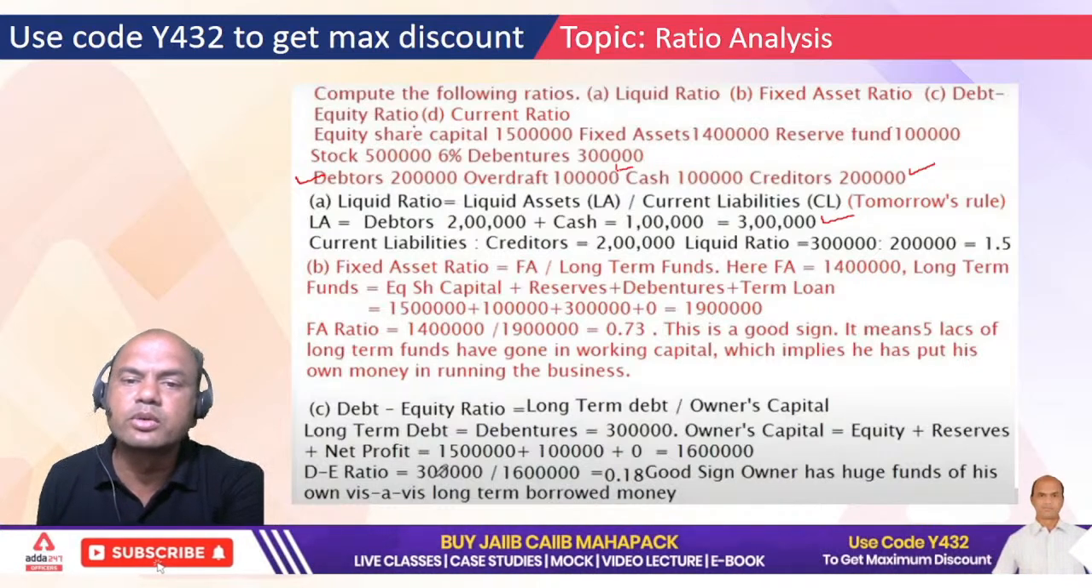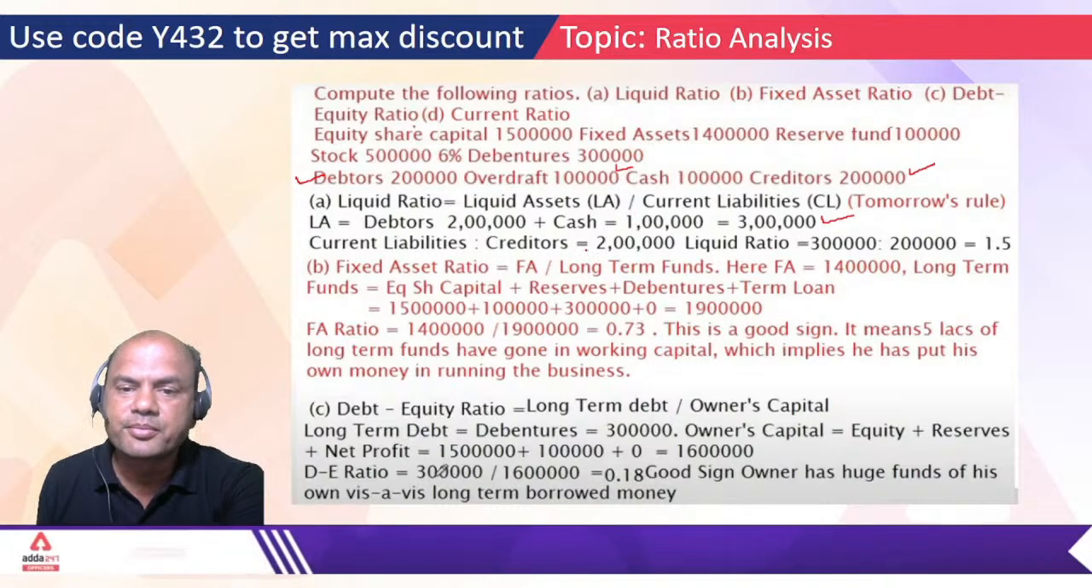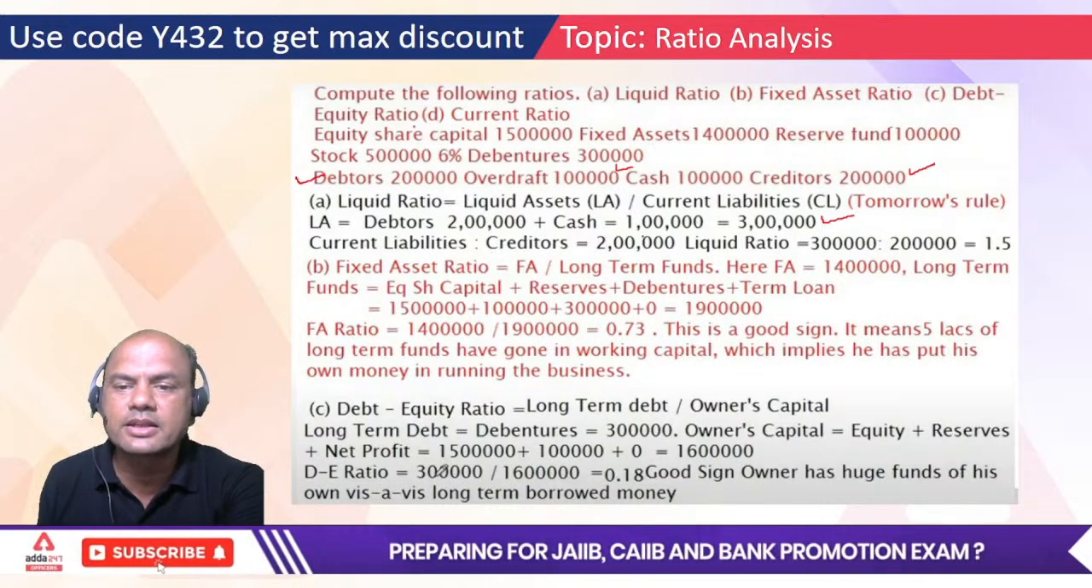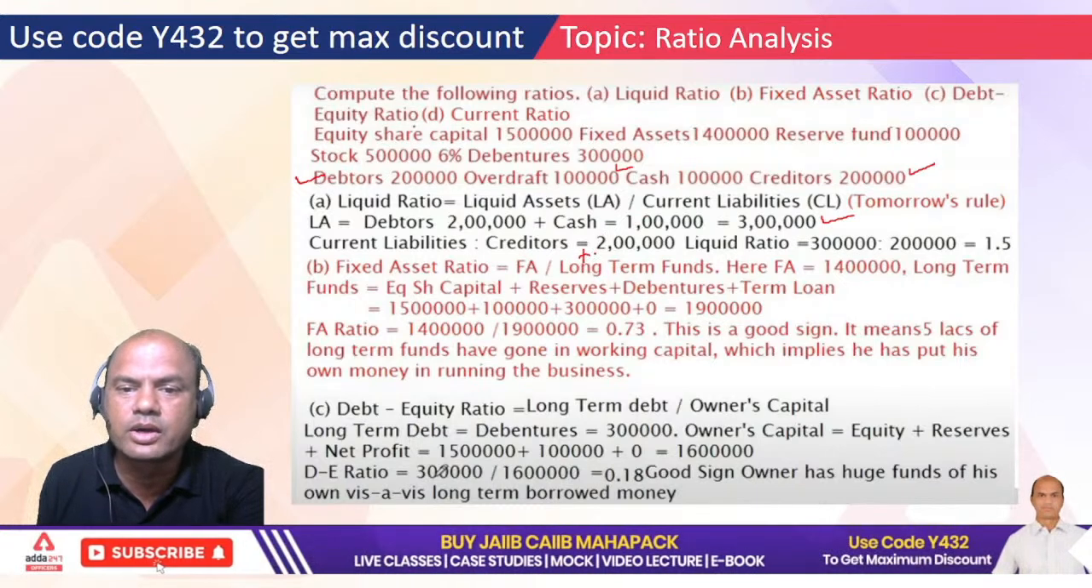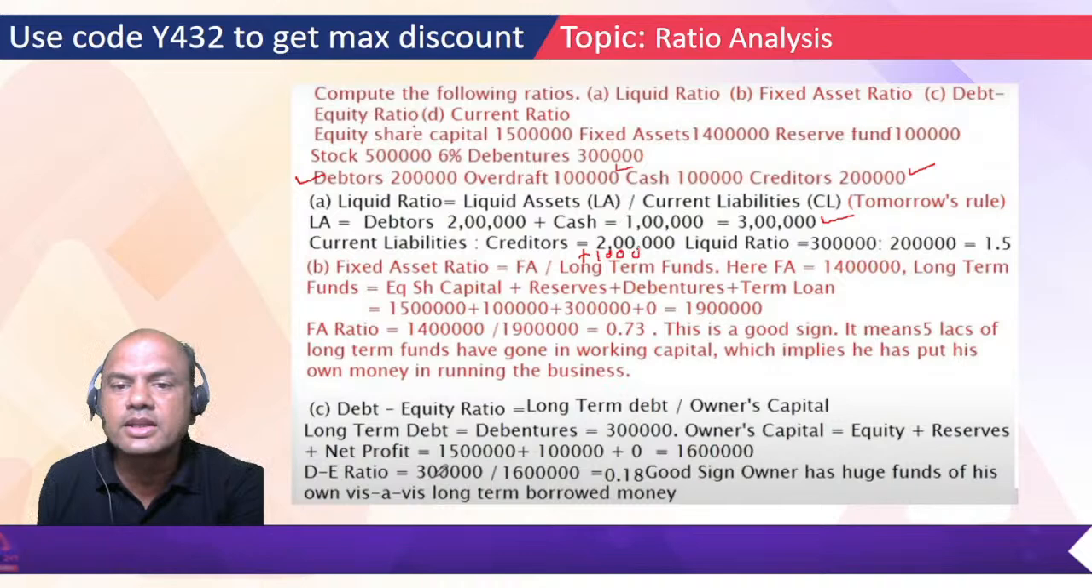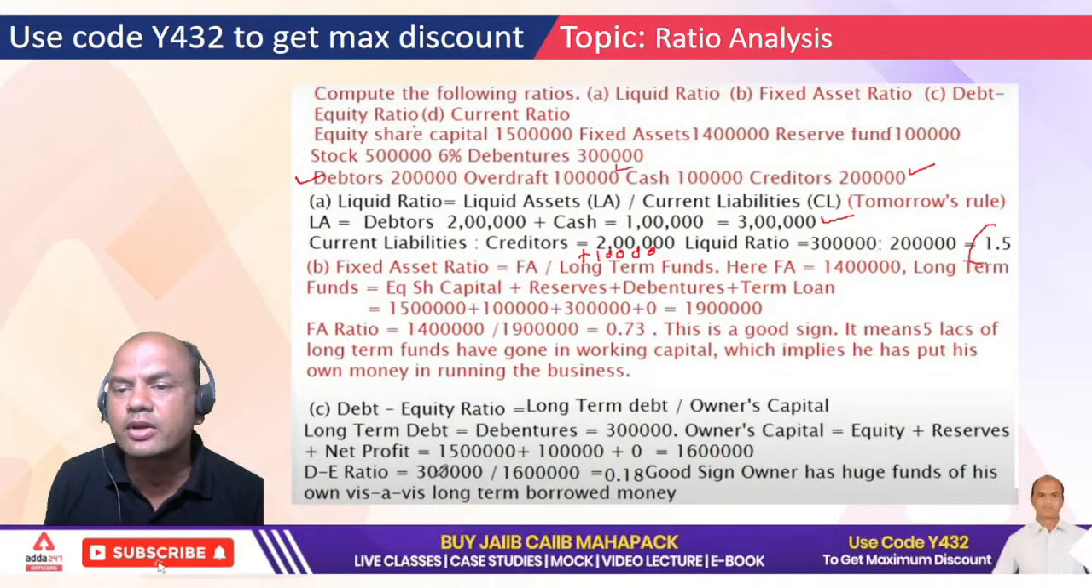So only 2 now. So 2 plus 1, again 3. 2 current liabilities, creditors, plus 1, this overdraft also. So 1 lakh. So what is the answer? It should be CR 0.5 or something different.